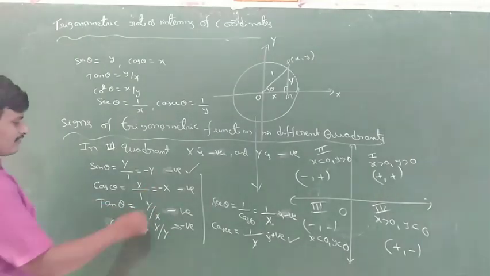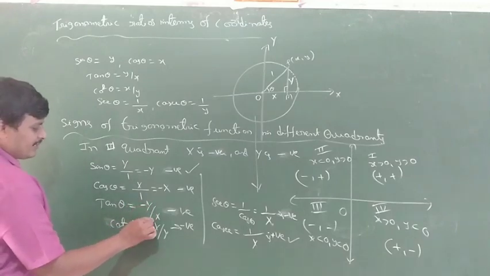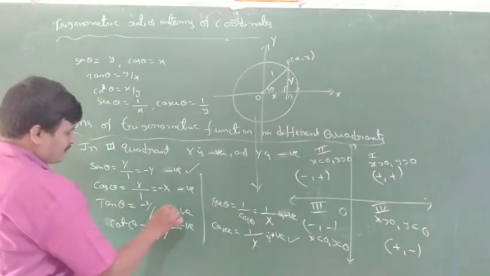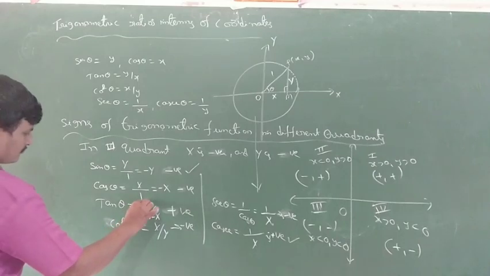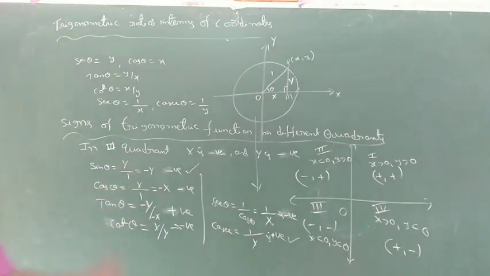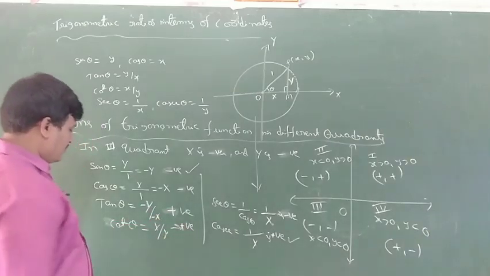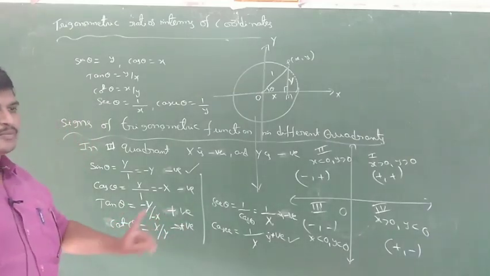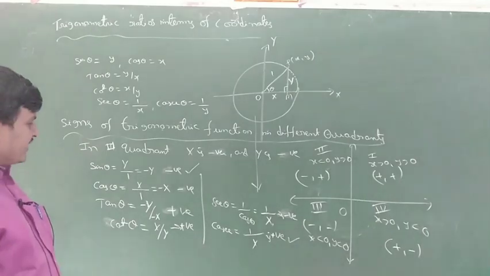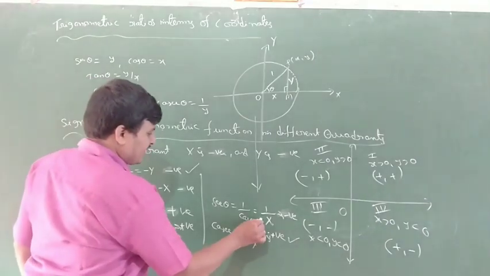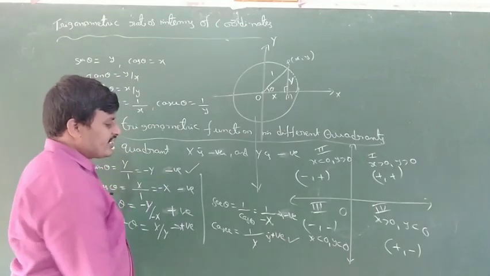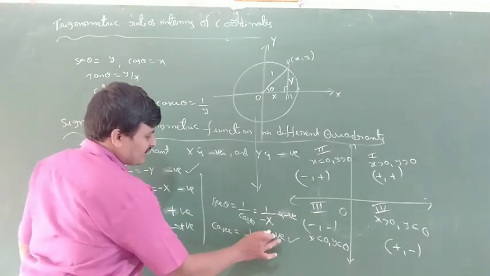Negative means y by x, minus y by minus x, which means positive. Minus y by minus x is positive. Next, cot. Cot positive means tan positive means cot also positive. Next, secant is 1 by minus x, that is negative. Cosecant means 1 by minus y, that is negative.